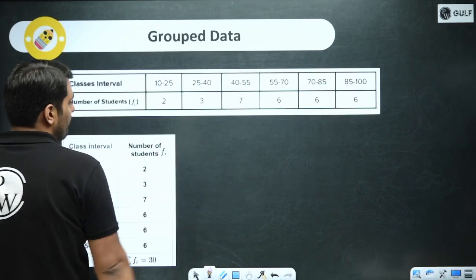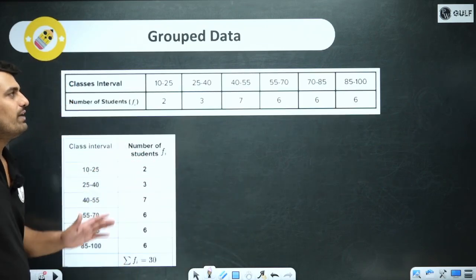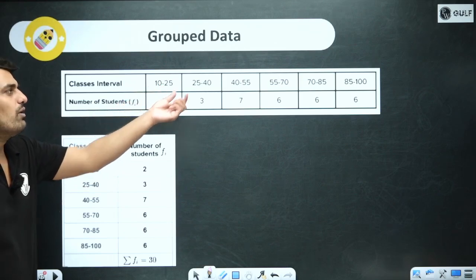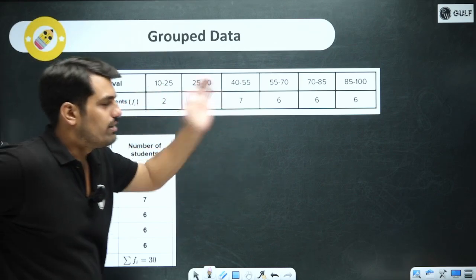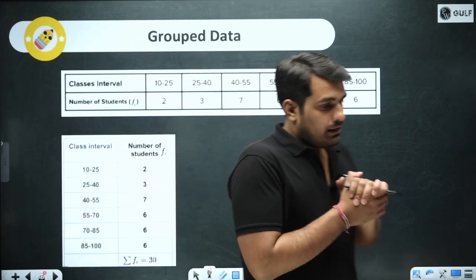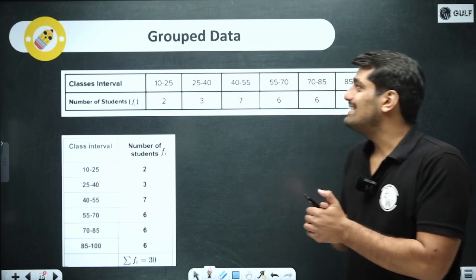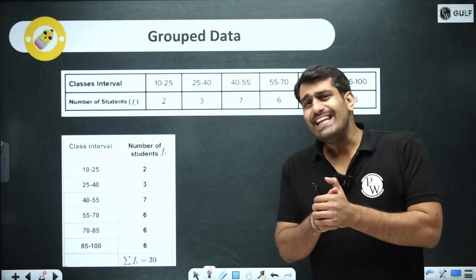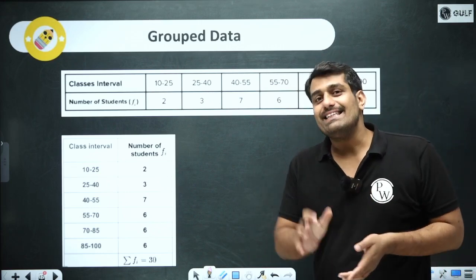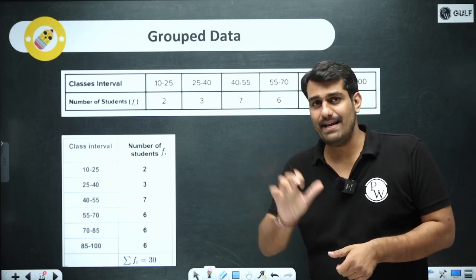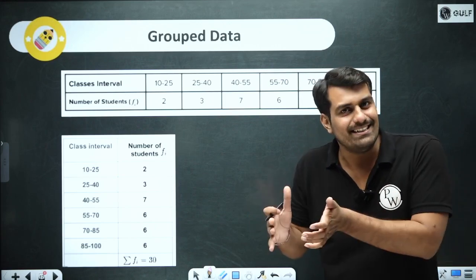Let's take a different data set. This is our new data set over here. The class interval, the number of students. So from 10 to 25, we are having 2, from 25 to 43, and so on. The data is in front of you. Now the next method is called the assumed mean method. The name suggests assumed mean. Yes, in this case we are going to assume our mean, assume that this will be our mean, and we'll be making some correction to that mean.